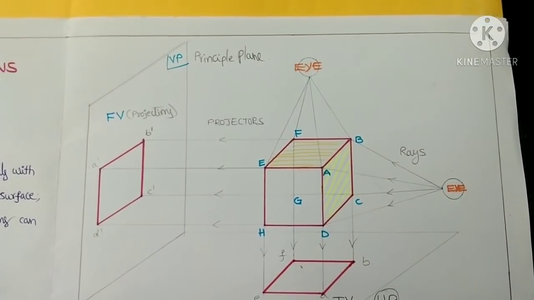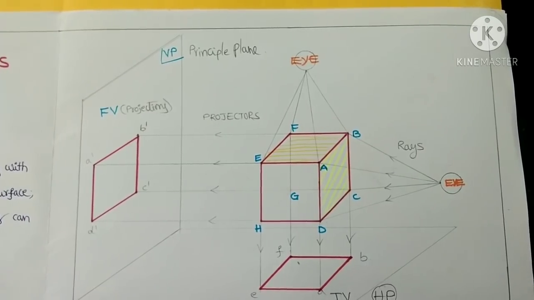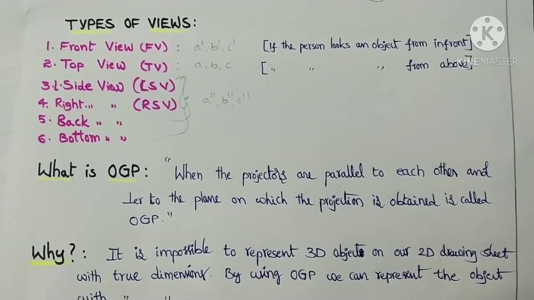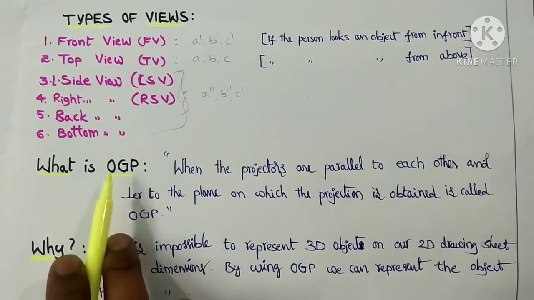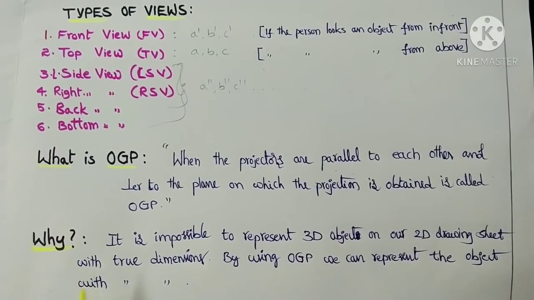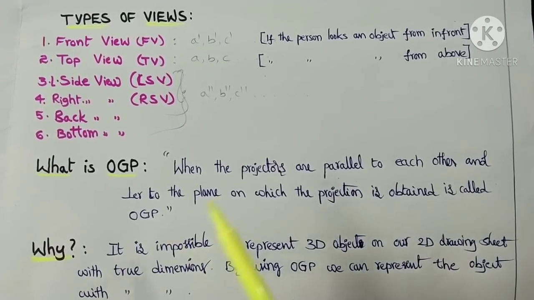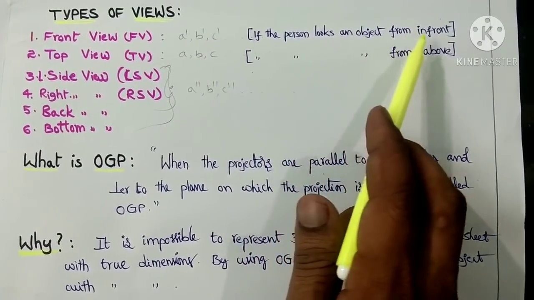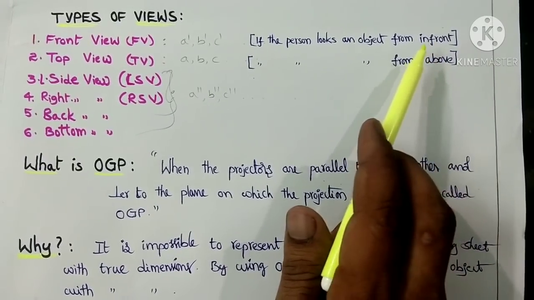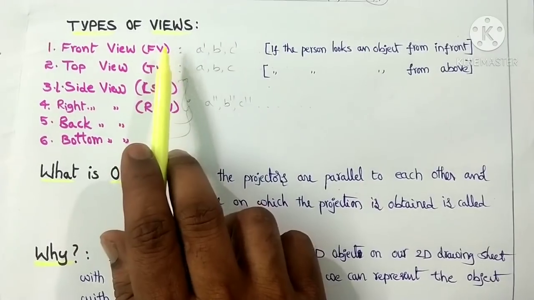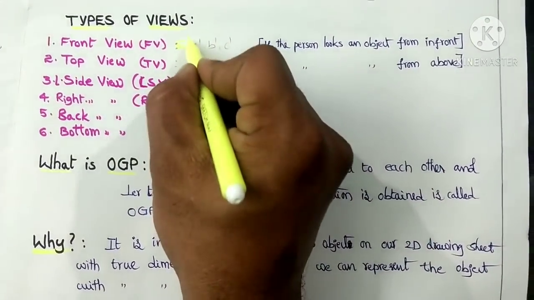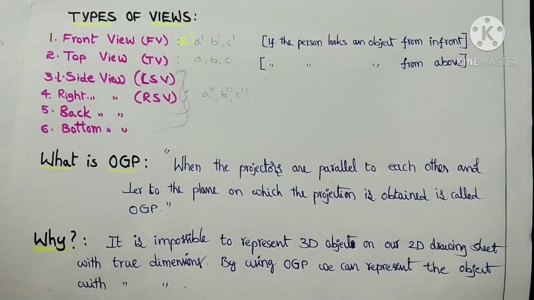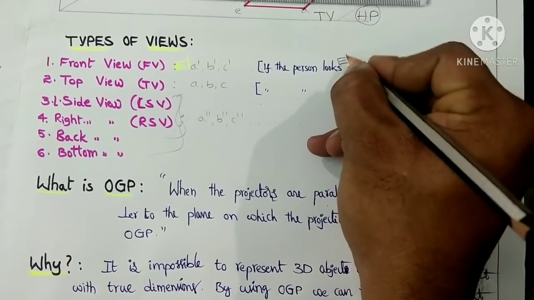So this is about the principle of orthographic projection. Now let us move to the quadrants, 4 types of quadrants. Here we can see what is front view, top view, and the definition of orthographic projection, and why we should use orthographic projections in drawing. Front view means if the person looks at an object from in front, the view we get is called front view. Front view is also called elevation. Elevation or front view, both are the same.